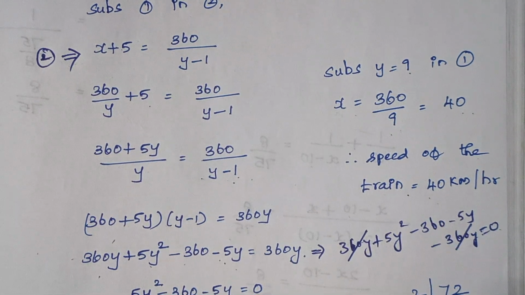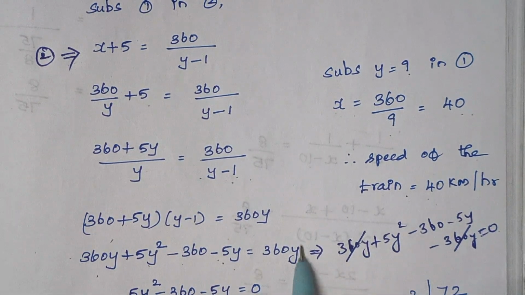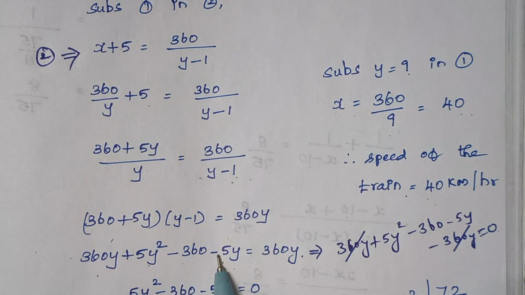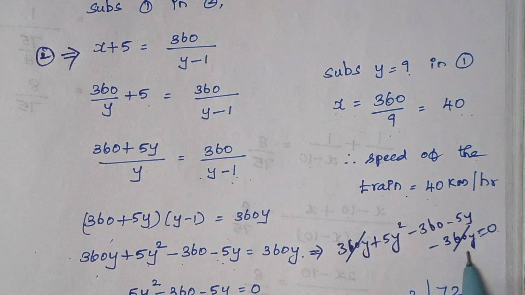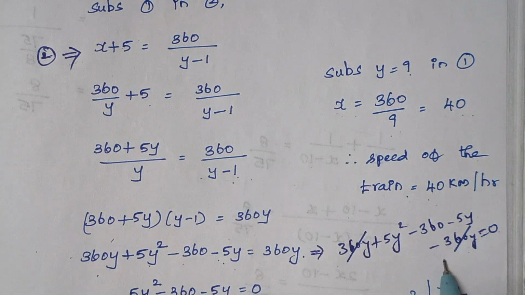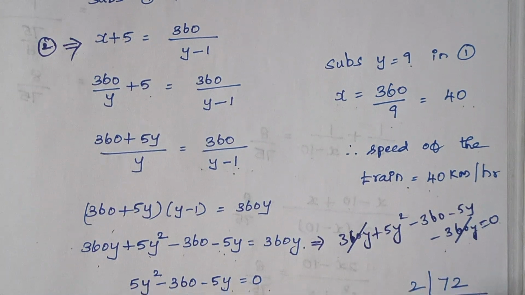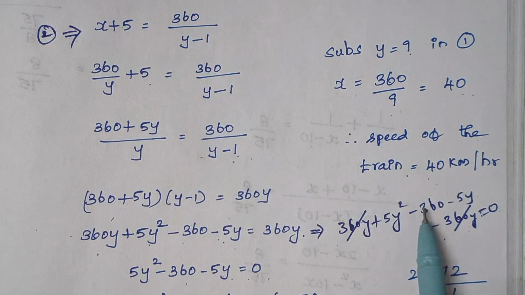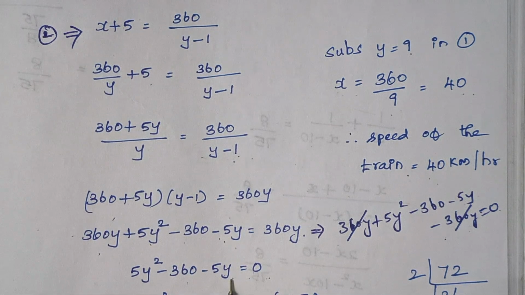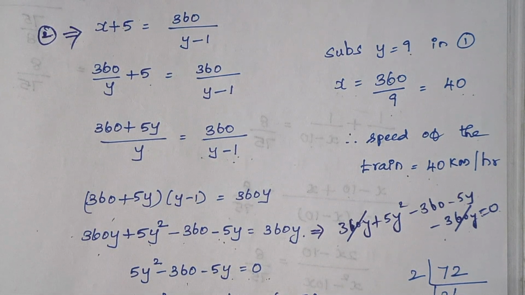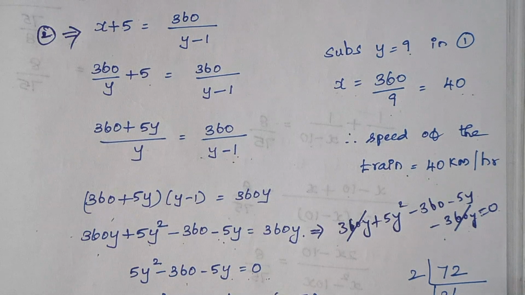360y. Alright, now I am going to move this 360y to the left hand side. Therefore here this plus 360y becomes minus 360y. These two terms cancel each other, and finally we end up with 5y square minus 5y minus 360 equal to 0. When you look at this quadratic equation, you can divide this equation by 5 so that our calculations will be simple.